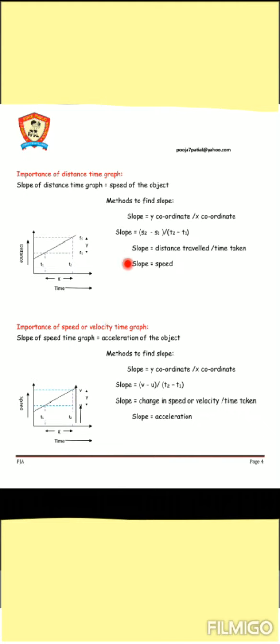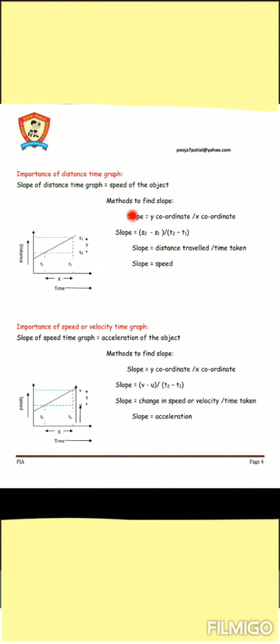How do we calculate slope? That is the y coordinate over the x coordinate. Means how much is the value on the y axis? S2 minus S1. How much is the value on the x axis? T2 minus T1. So that is your slope. So slope here is S2 minus S1 over T2 minus T1.